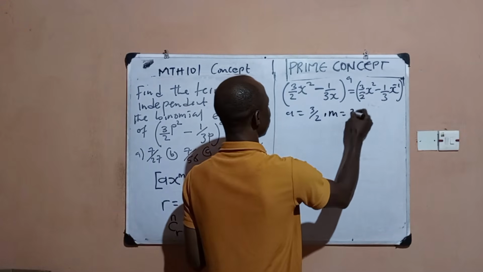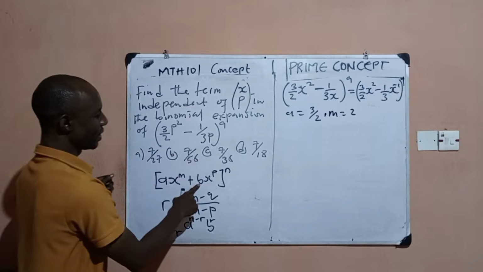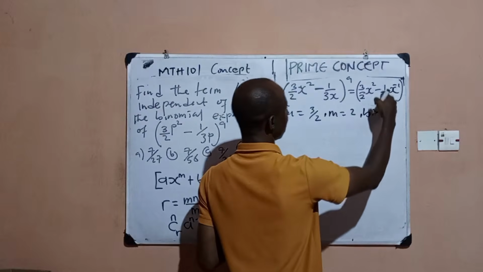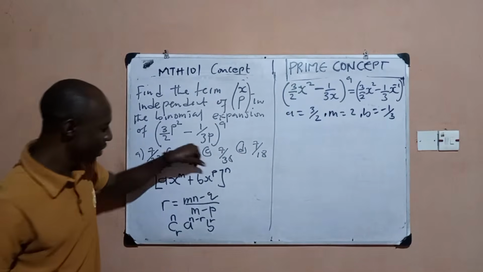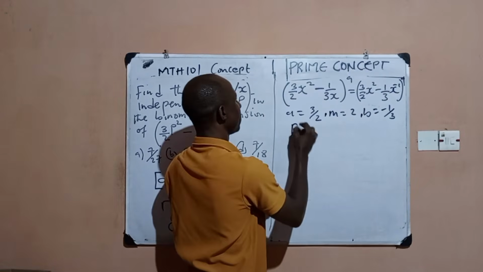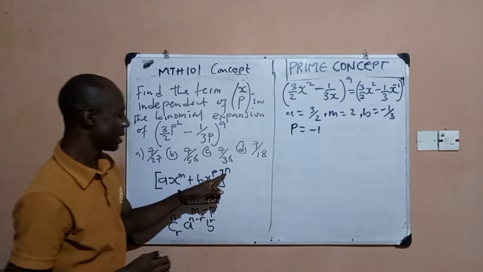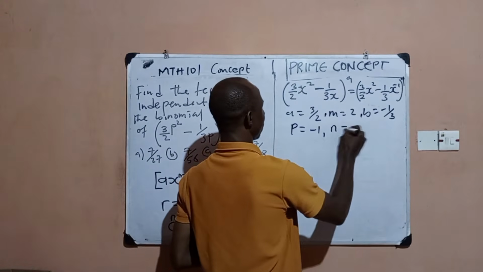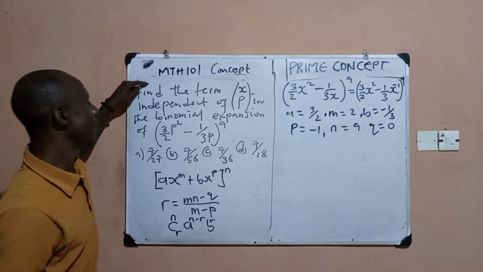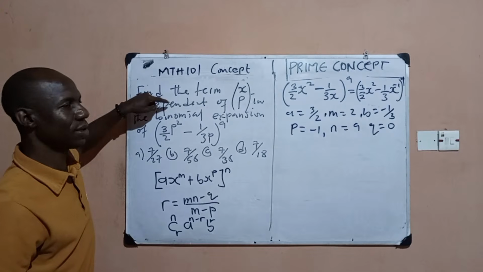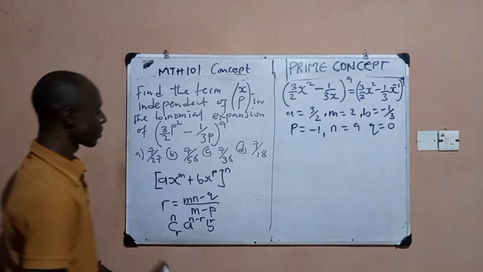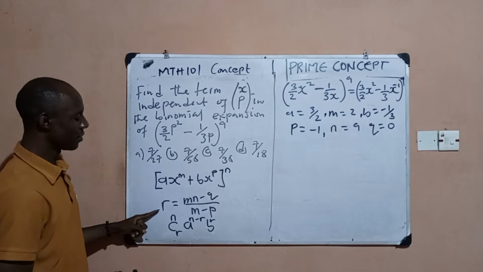So m is 2. What is b? B is minus 1 over 3. Then p is the power of x here, and the power of x here is minus 1. So p is minus 1. Then n is equal to 9. What about q? Q is 0. Anytime they say find the term independent or find the constant term, q is 0. I'm going to use this first formula to find the value of r.